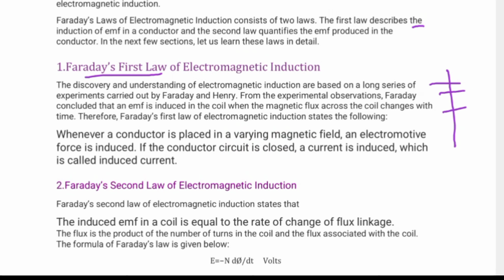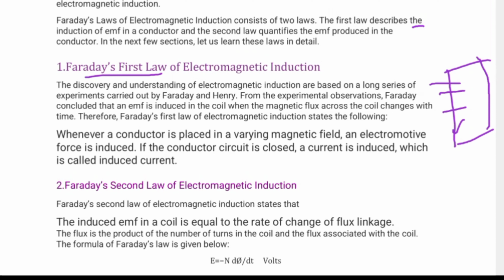If the conductor is closed, an EMF will be generated already. If the conductor is a closed loop, a current will flow. That is called induced current. In a similar way, transformers also work on this principle, Faraday's laws of electromagnetic induction. Whenever a conductor is placed in a time varying or varying magnetic field, an electromotive force is induced. If the conductor circuit is closed, then current will flow, the induced current. Induced EMF will be there in transformers and generators, but static EMF is there in the transformer.